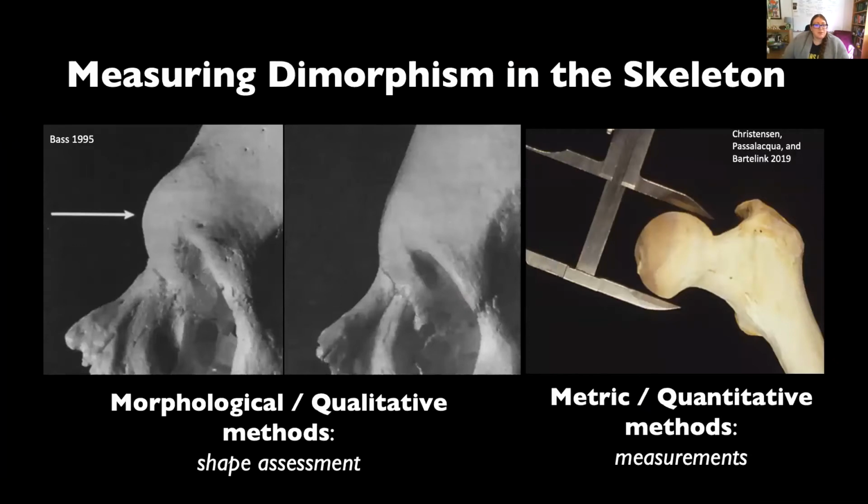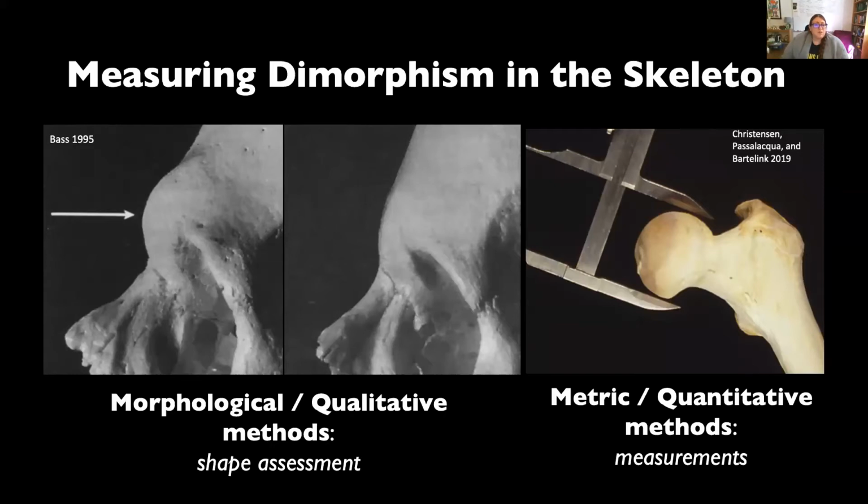So this brings us to how we actually measure sexual dimorphism. There are two general types of methods, metric or quantitative methods, and morphological or qualitative methods. Metric refers to measurement with numbers. These methods involve taking calipers or other instruments and coming up with a numerical measurement of a bone or a part of a bone. And these measurements can then be compared against measurements of known male or female skeletons.